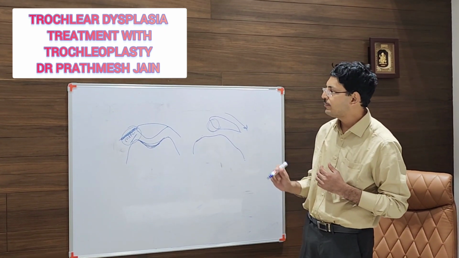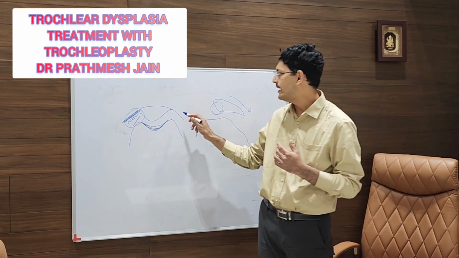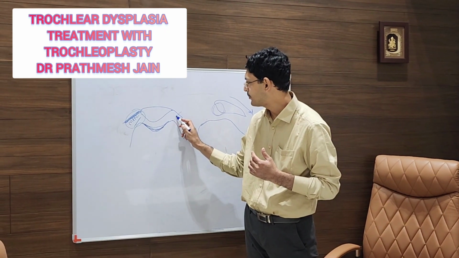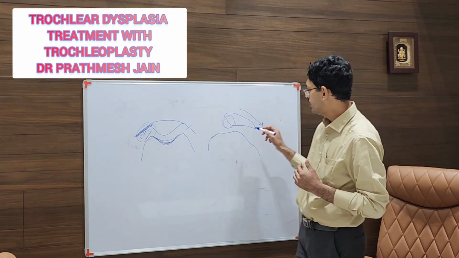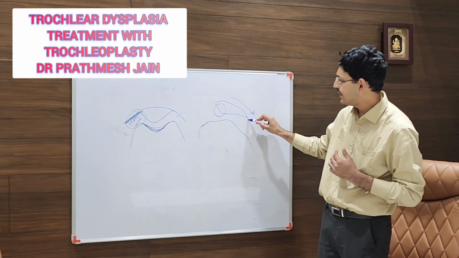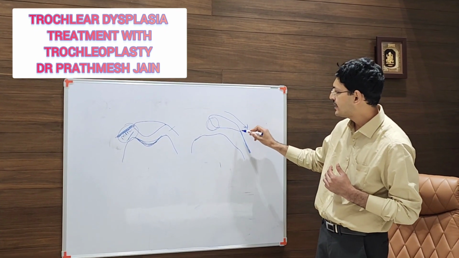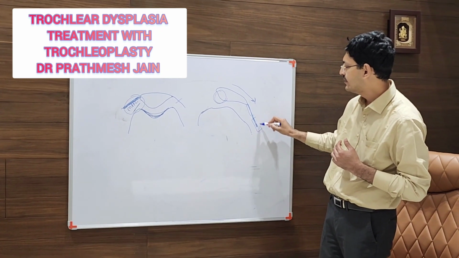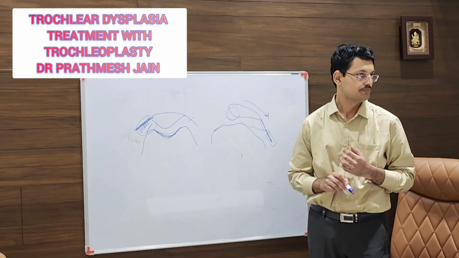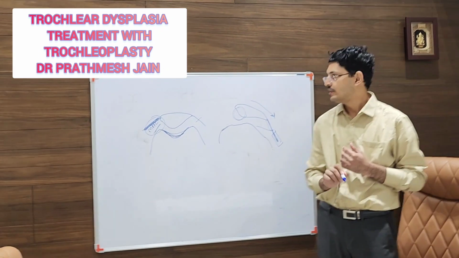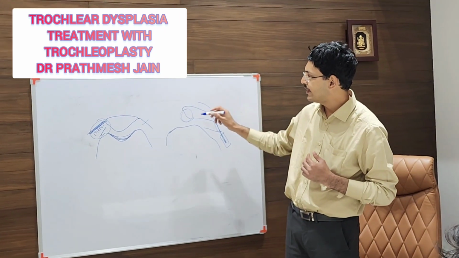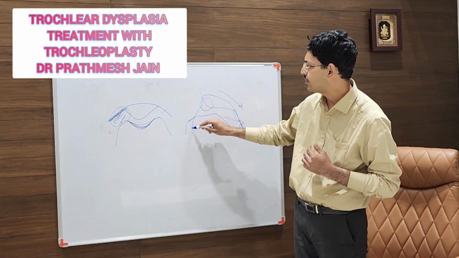Now the classical trochleoplasty which is recommended is through the lateral approach. In a laterally dislocated patella, it is relatively difficult to go with this approach, and what is recommended is that you do a lateral lengthening after the lateral approach for trochleoplasty. The difference in what we do is that we do a trochleoplasty through a medial approach.